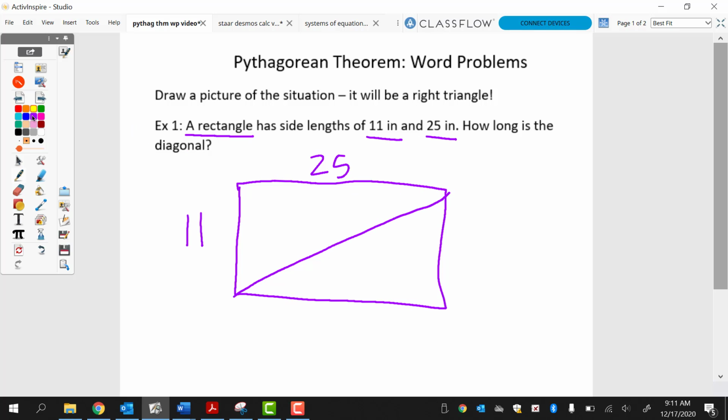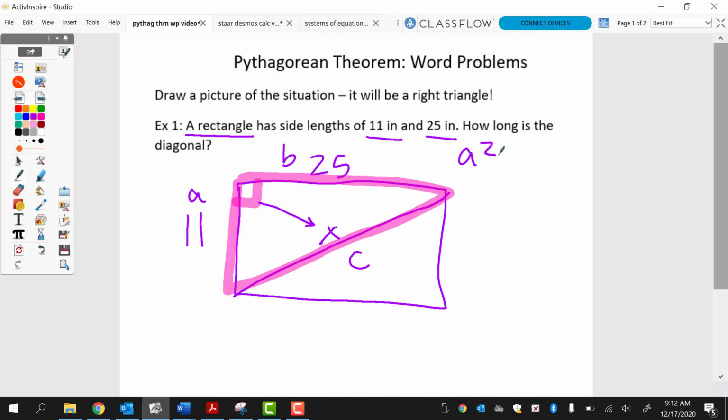Now, when I draw that diagonal, if I notice, right here, it makes a right triangle. Oh my goodness. That's why we're doing this question. So I'm going to focus on that, and it wants me to find how long is the diagonal. So that means I'm going to put an X on the diagonal. That's what I'm trying to figure out. So this is my right triangle. Now I'm going to go through and label, oh, what's A and B and C? So across from the right angle, that's my C, and then A and B doesn't matter.